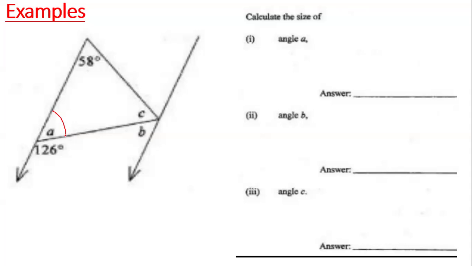180 minus 126. You think that's how we get A? Anyone else want to try? How are we going to get A? I think it's 180 minus 126. I agree with him. Why would you say that? What's the reason? Angles on a straight line. Angles on a straight line at a common point add up to 180.